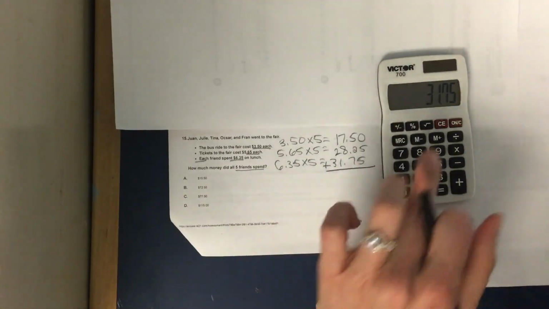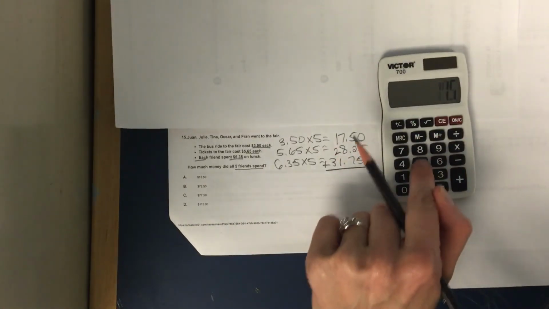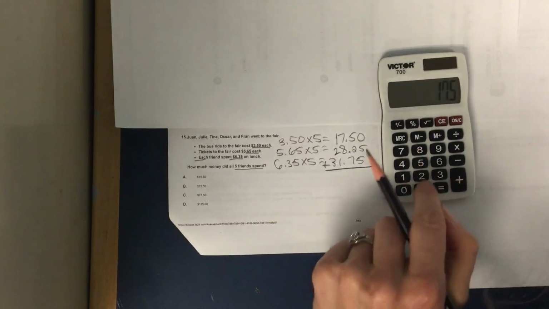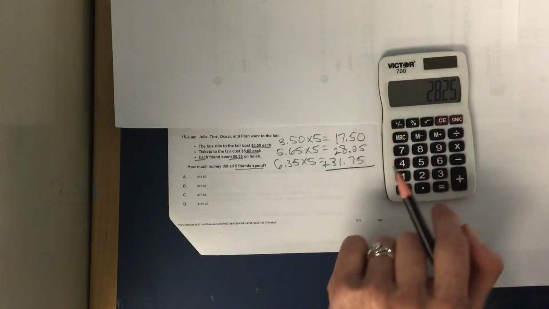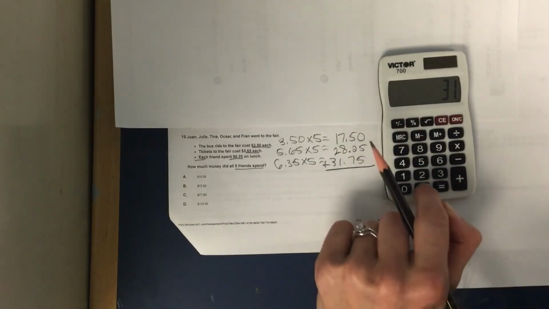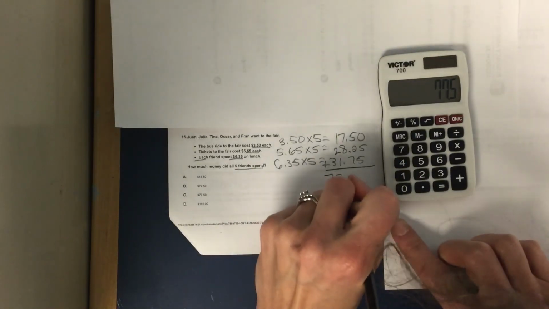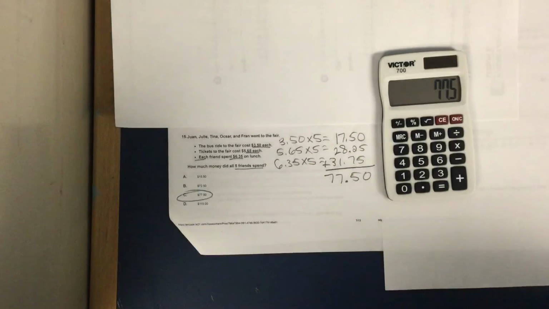To find the total, we're going to add all these together, and we can use this handy dandy calculator again. 17.50, just make sure you put these decimals in. These are very important. Plus 28.25, that's a decimal in there, plus 31.75. So we get $77.50, which is C.